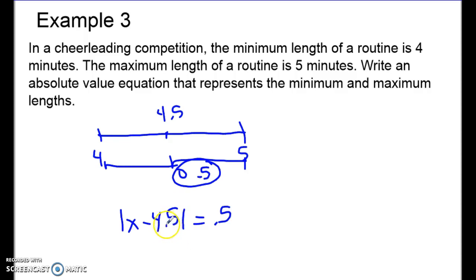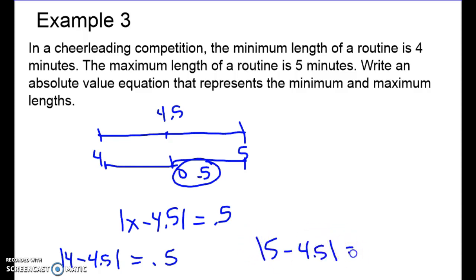So now I can go through and double check the answer, right? And I plug in both things. So I've got 4 minus 4.5, but again, my absolute value equals 0.5, and then I have 5 minus 4.5 equals 0.5. And all I did here was I took our two starting values and I plugged them into the equation that I came up with just to double check.